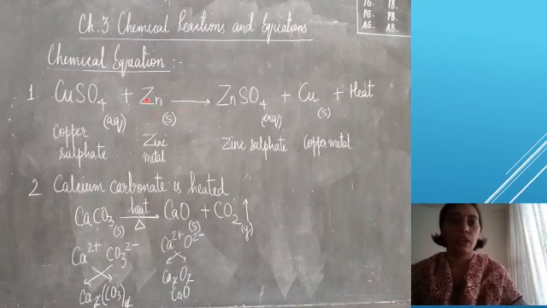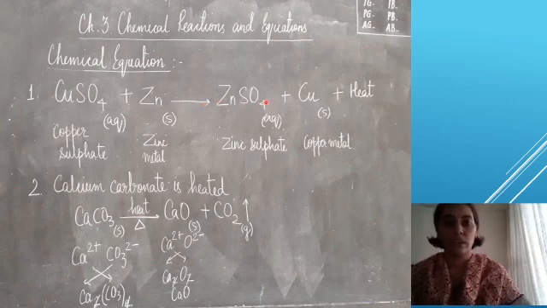And when they both react with one another, what are the products? We have separated the reactants from the products by using an arrow which indicates the direction in which the reaction is progressing.